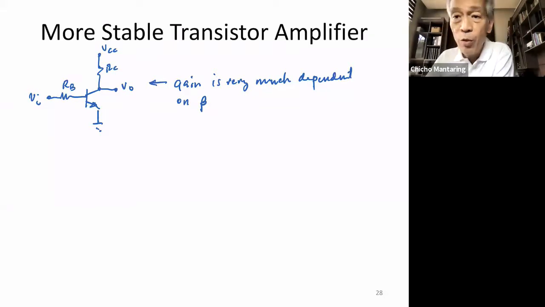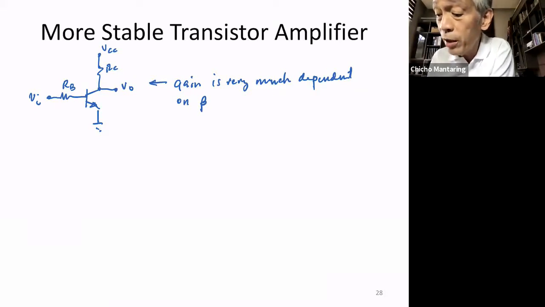So what can you do to make your amplifier more stable? In other words, you want your gain to be more predictable. Kasi ganun din, let's say the temperature increases, so nagbabago yung beta, so biglang nagbabago yung gain natin, o kung hindi masira itong transistor, papalitan natin, magbabago yung beta. You don't want that. You want the gain to be predictable.